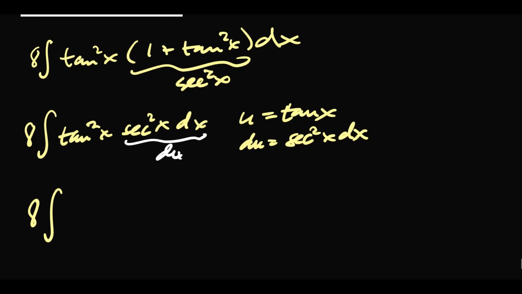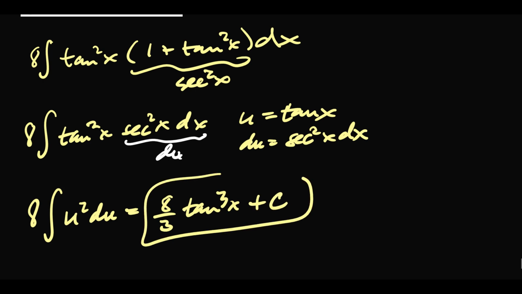So it's 8 integral u squared du, which is 8/3 u cubed, but u cubed is tangent cubed of x plus c. There you have it.